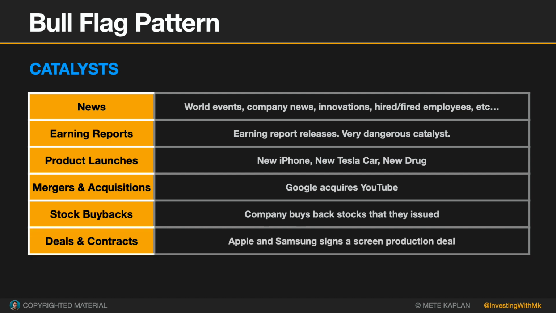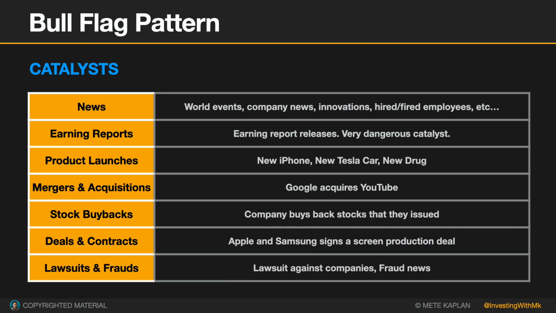Deals and contracts. These are my favorites. A company signs a deal about anything. This generally indicates a company is growing and improving, a very bullish indication for the stock value. Lawsuits and frauds. This is also what I watch every day because it can drop the share prices by 50% in a single day. Not useful for bull flags, however, really great for the bear flags, which I will teach you in the next videos.